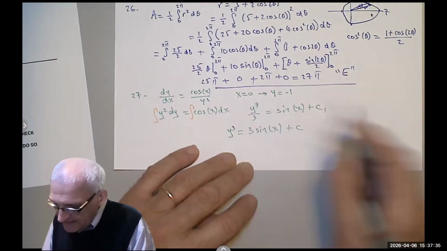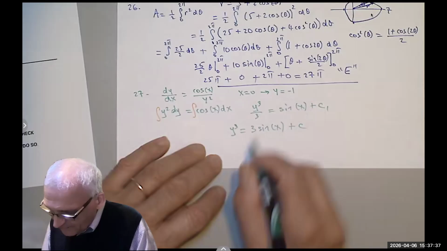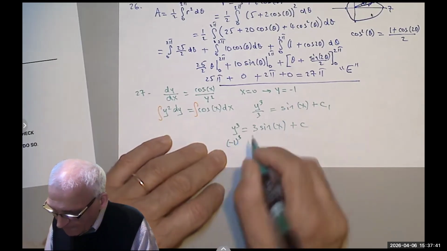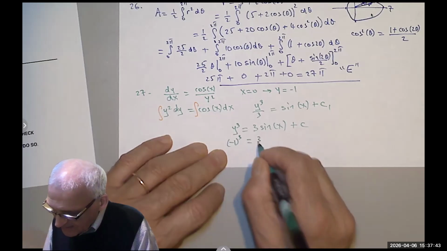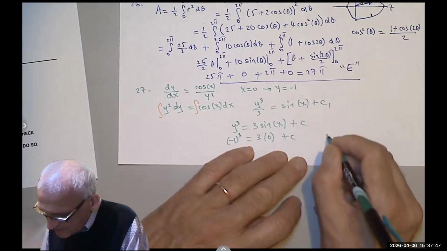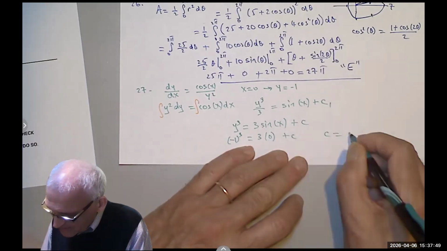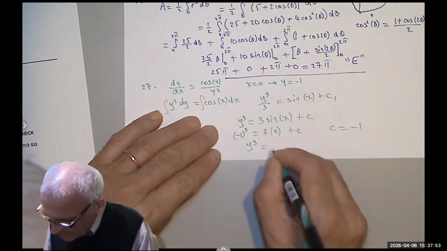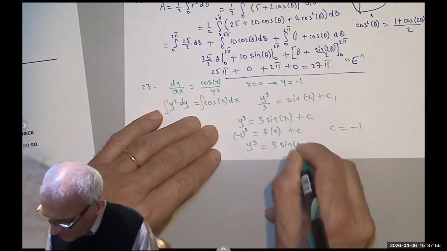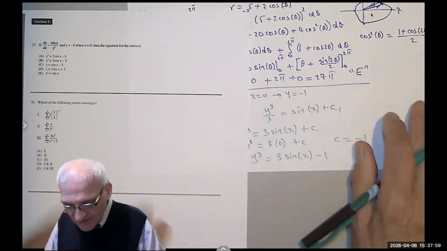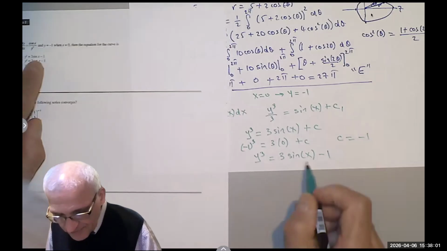Okay, so they tell you when x is 0, y is -1. So -1 cubed equals 3 times sine of 0, which is 0, plus C. So C equals -1 cubed, which equals -1, and then you substitute back. So you say y cubed equals 3 sine of x minus 1. You need to have the constant. I forgot that they give us that. So that would be A.